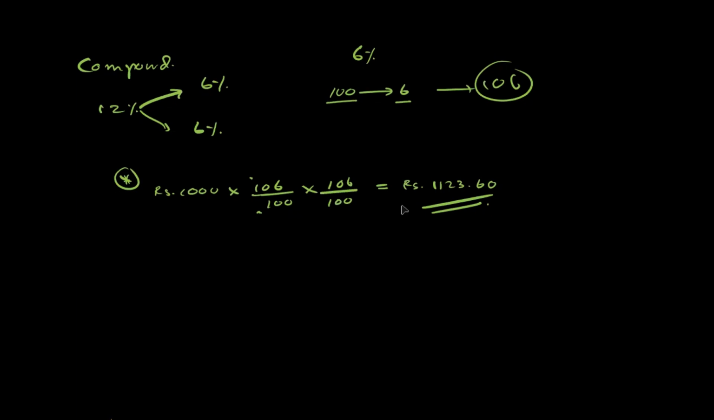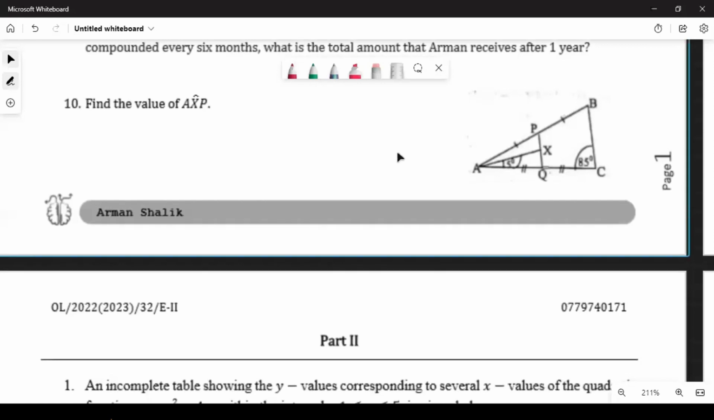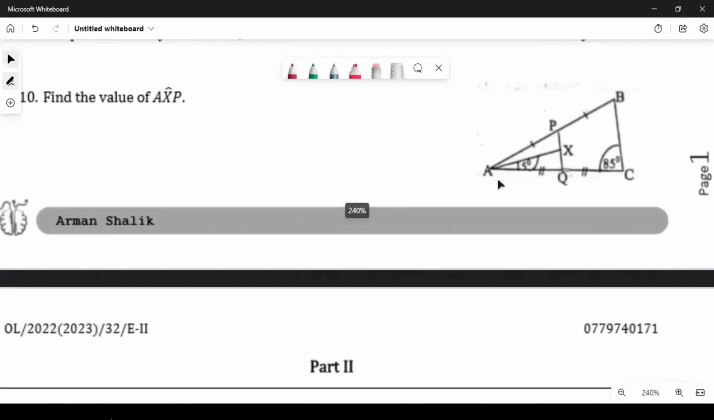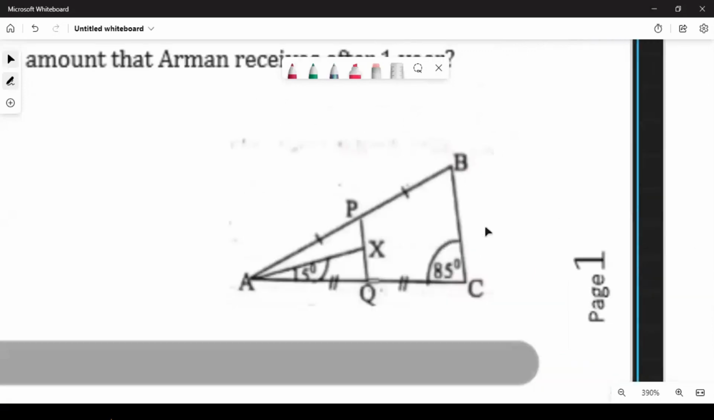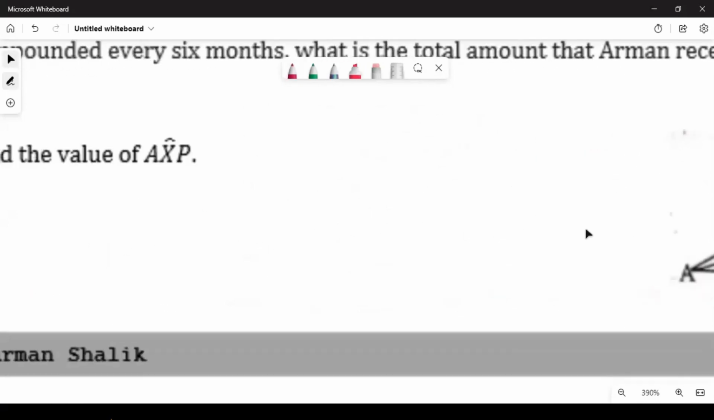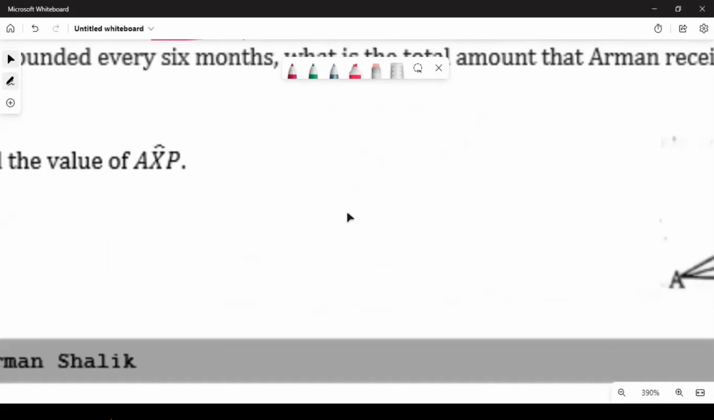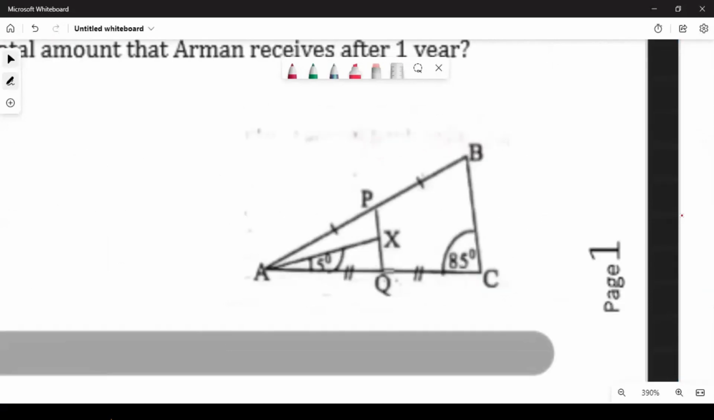Right. The next part, question number 10. Find the value of angle AXP. This is a geometric question. I will do that here because I have the figure here now. Listen. In a geometric question, first of all, try to identify what our ultimate goal is. Here in this case, you just have to find the value of angle AXP, which means they're talking about this. This is the angle that you have to find.